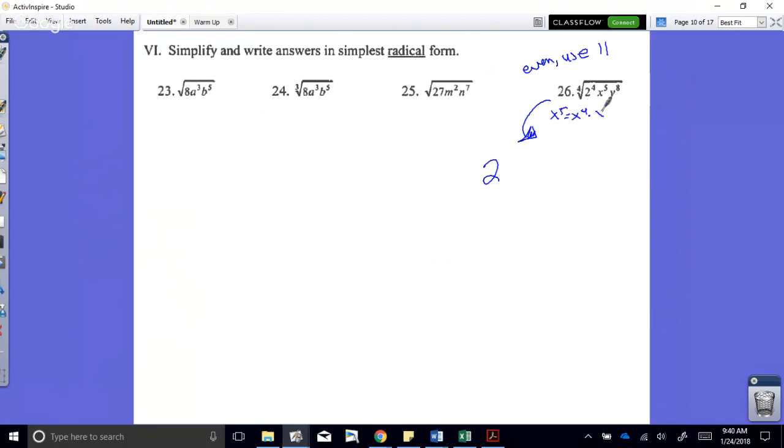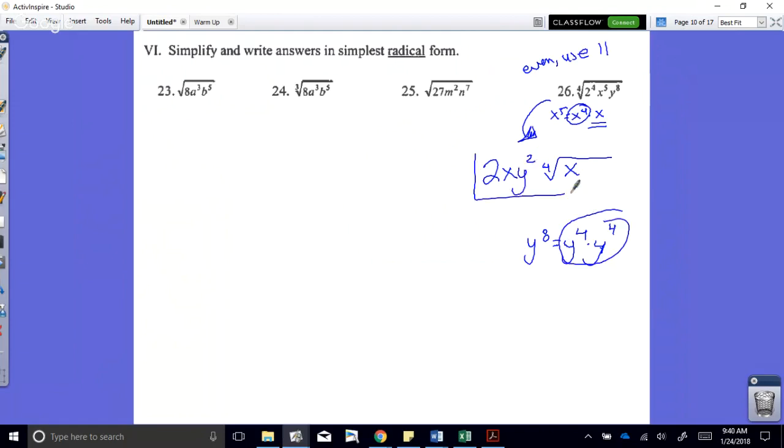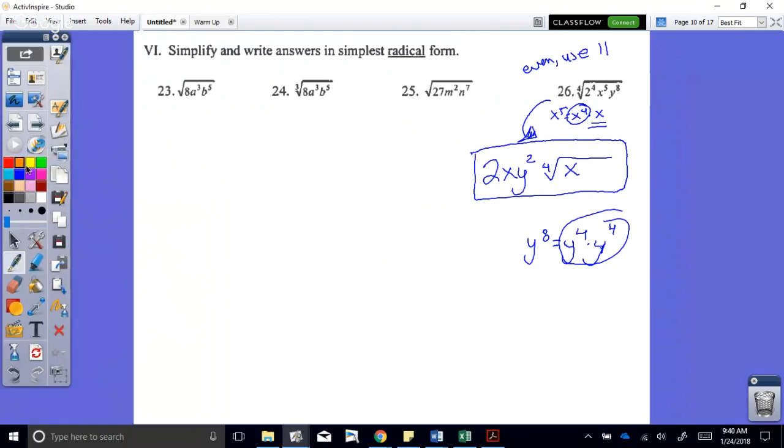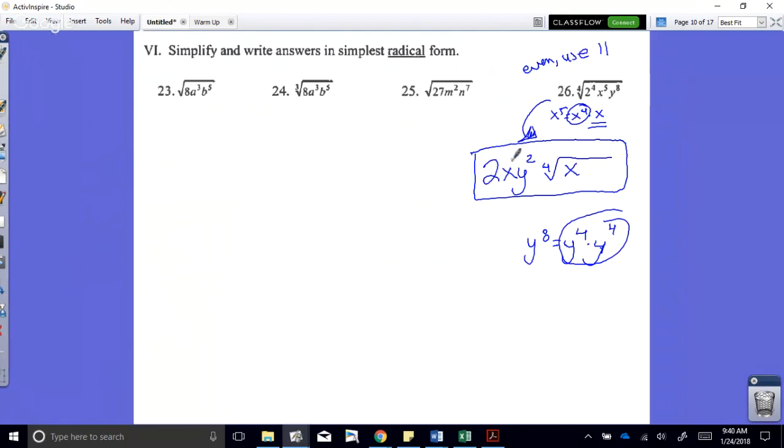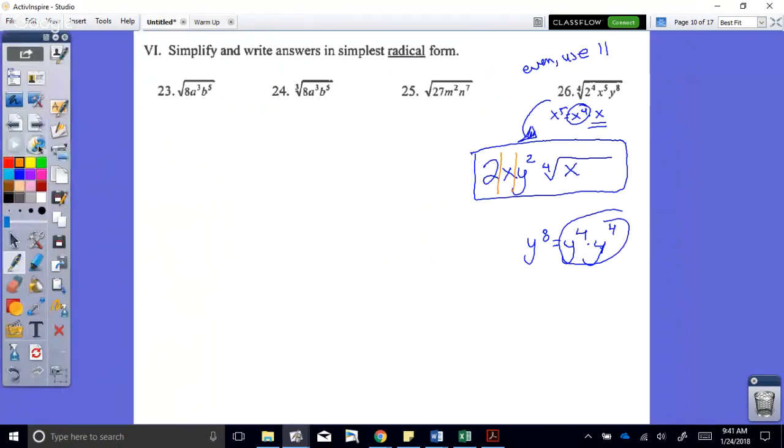Is x to the 4th times 1 more, so we can bring out one group of 4, x. Other x is stuck on the inside, and then y to the 8th has got 4. There are 2 groups, so I can bring out a y to the 2nd. Reminder, since we had an even index, anytime we have an odd power, so you see how we have an x to the 1st, absolute values around our answer because they don't tell us necessarily that everything is positive here.